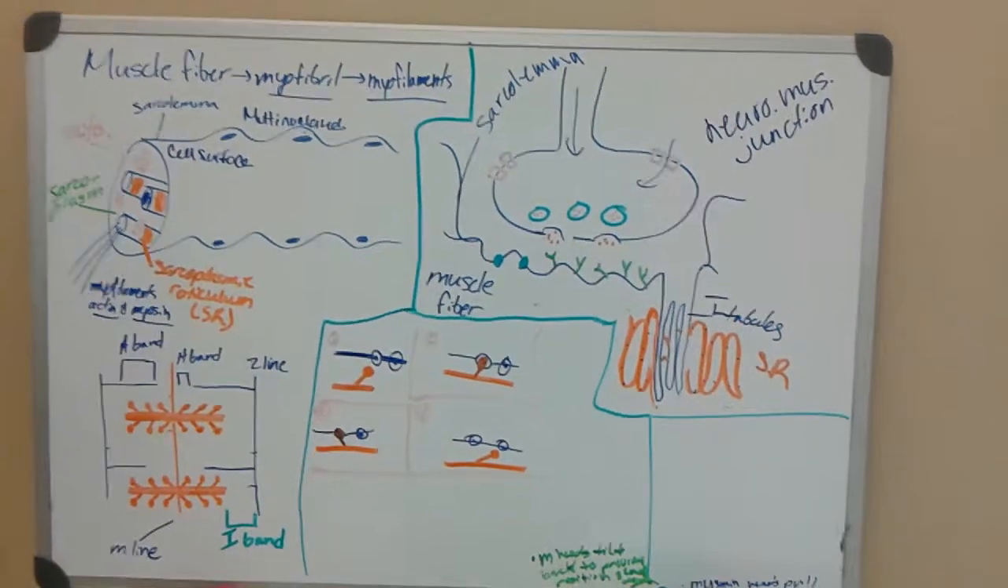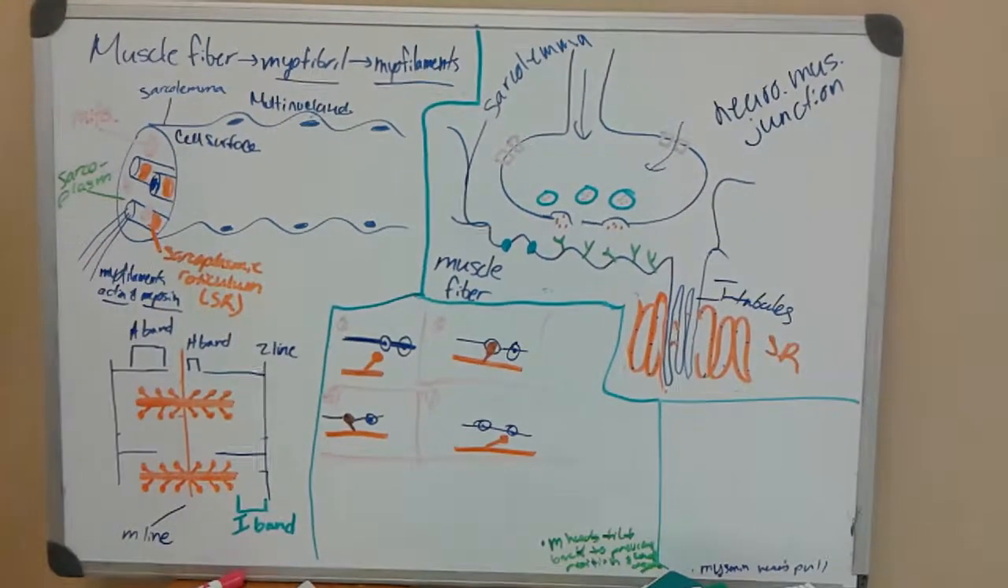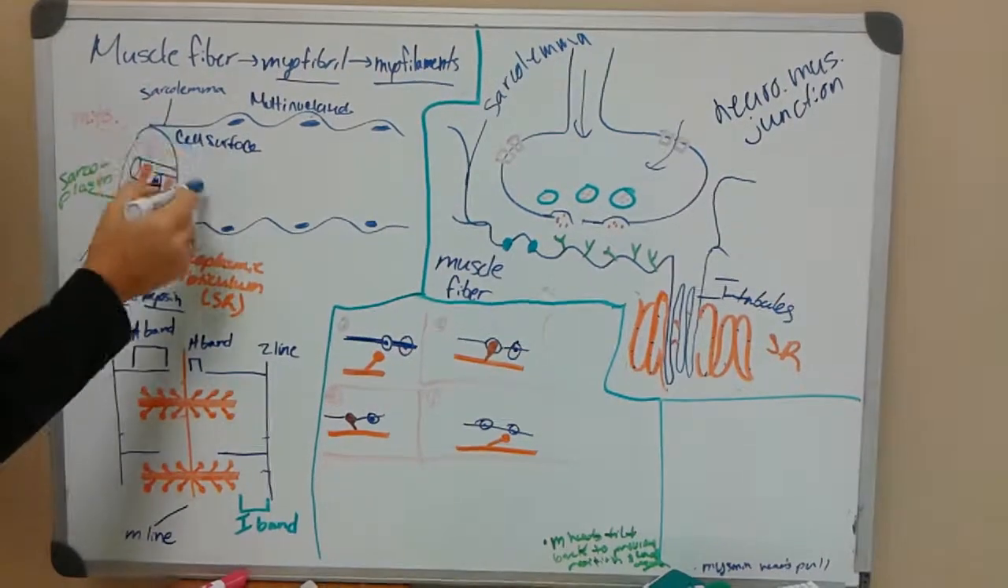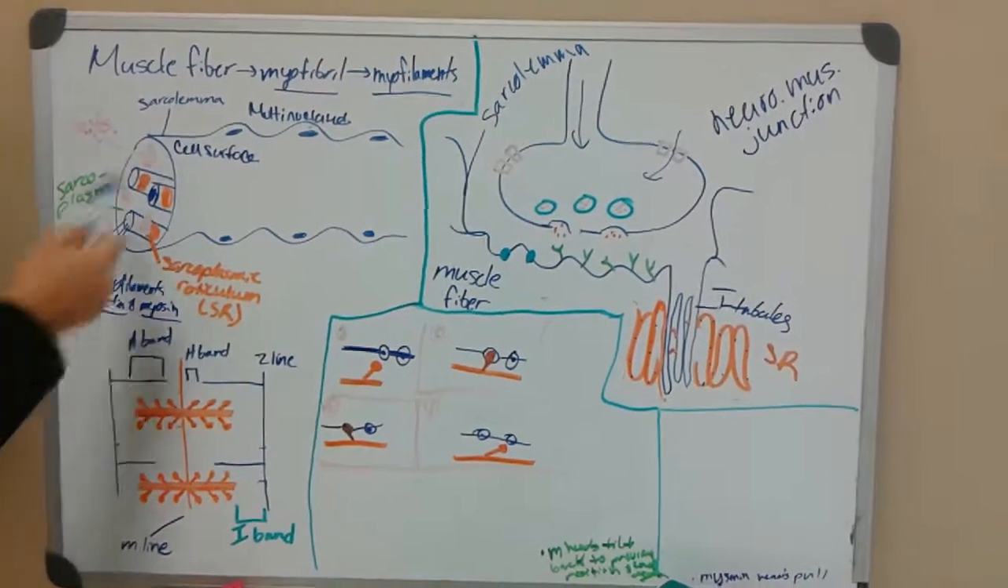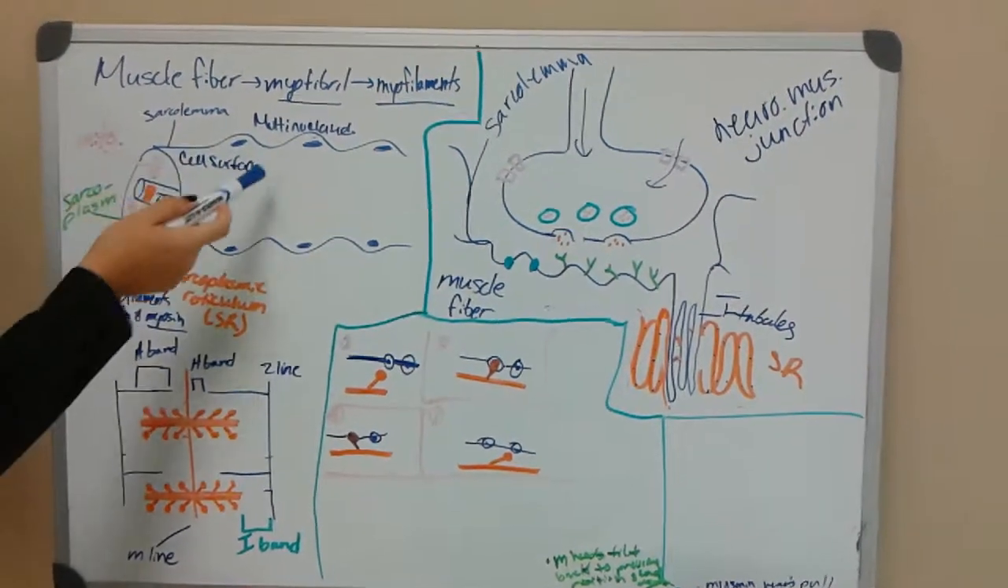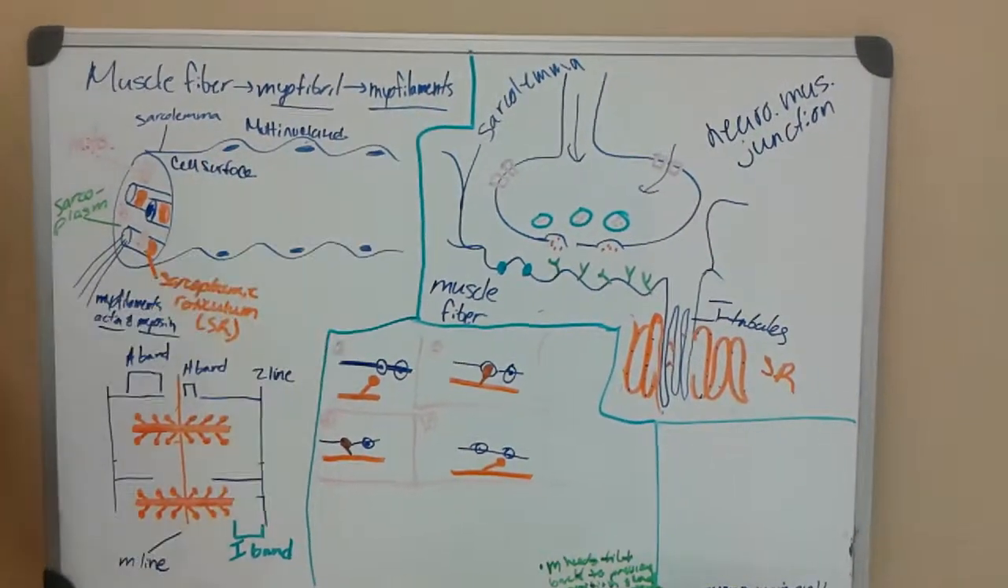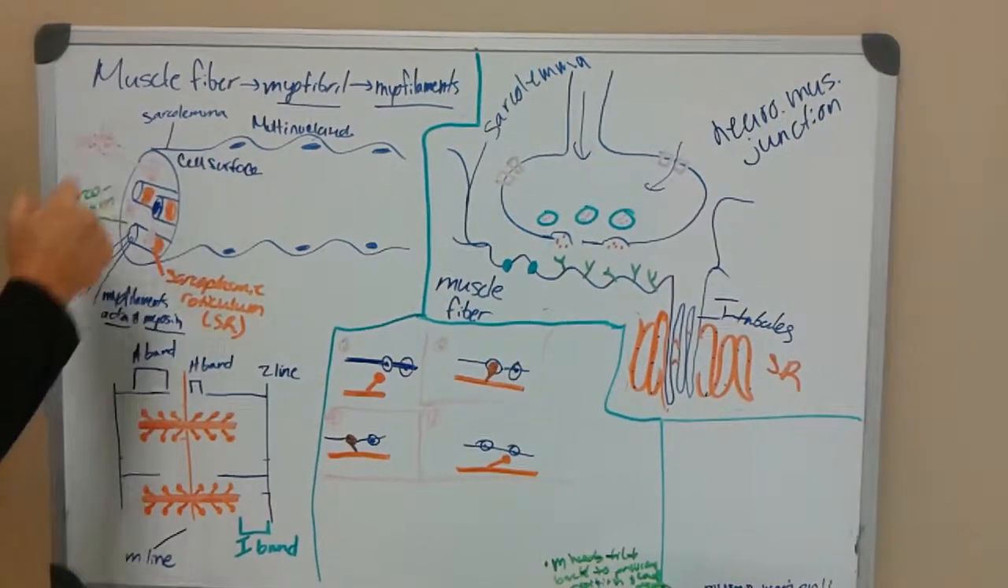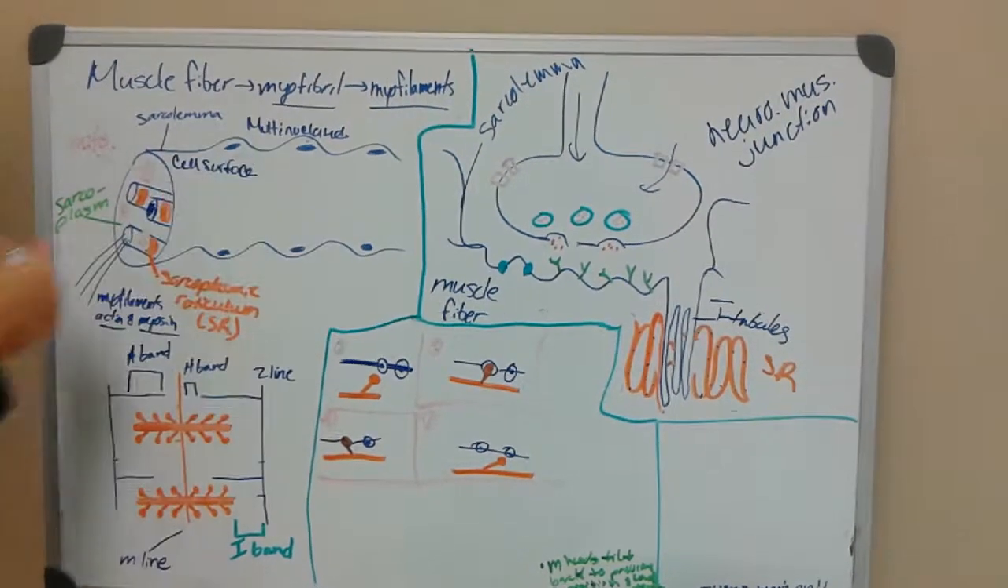Here we have a simple diagram of a muscle fiber. And here we have the sarcolemma, which is the same as the cell surface membrane. It's important to keep in mind that the muscle fiber is multinucleated. And inside the muscle fiber, we have myofibrils, which are these.